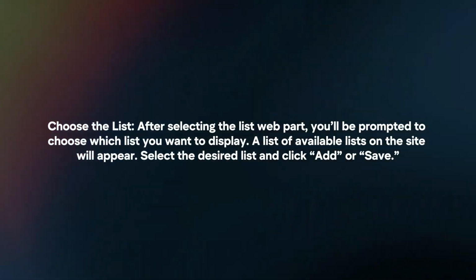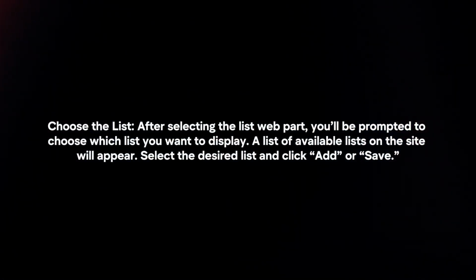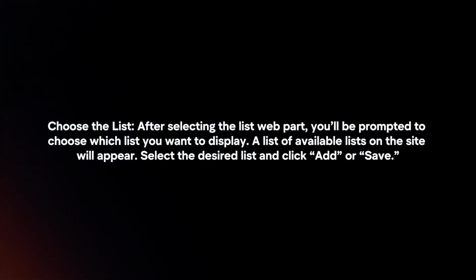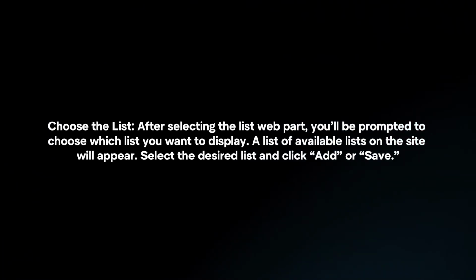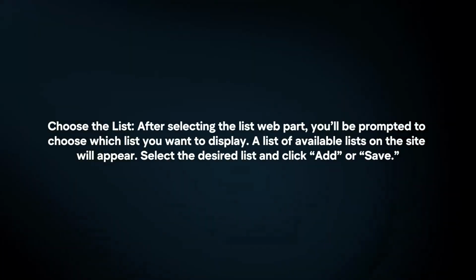Choose the list. After selecting the list web part, you'll be prompted to choose which list you want to display. A list of available lists on the site will appear. Select the desired list and click Add or Save.